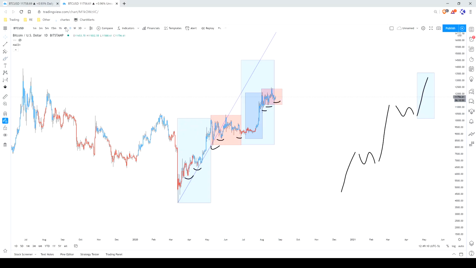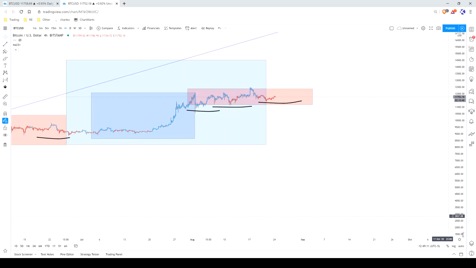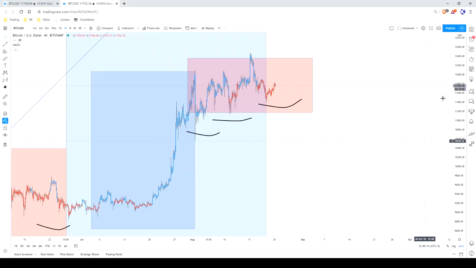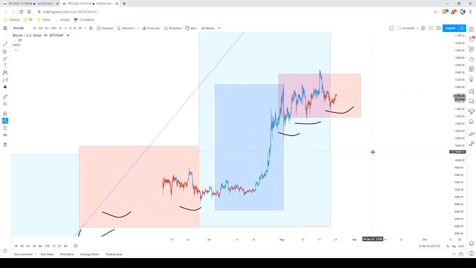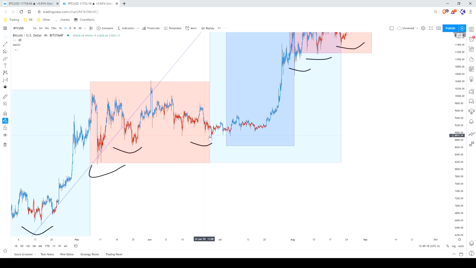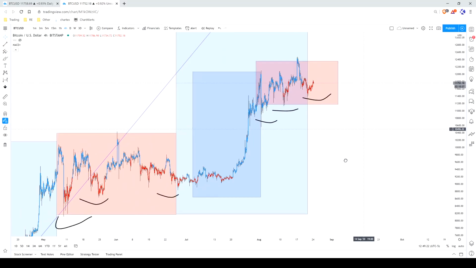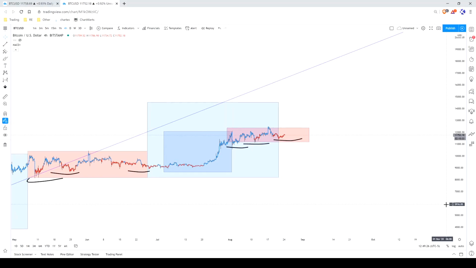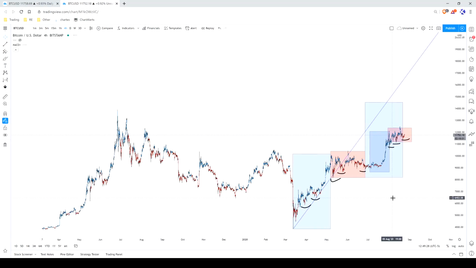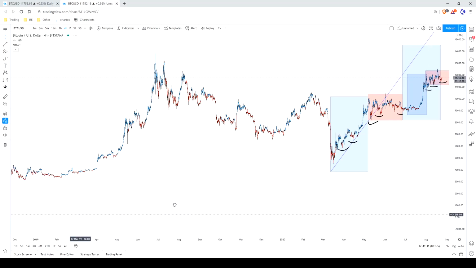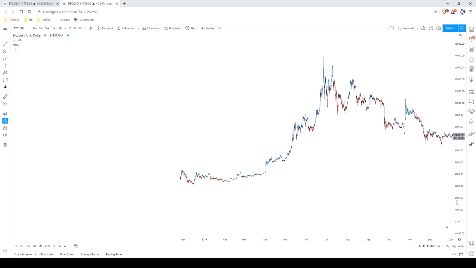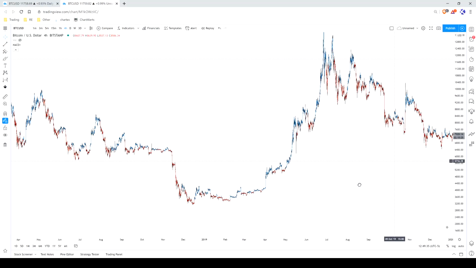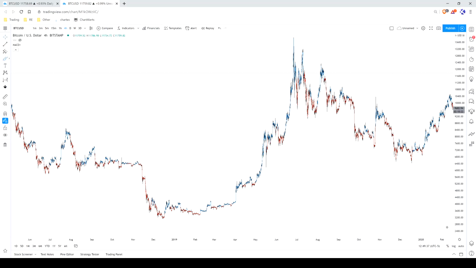You can see this a little better on a lower time frame. All of these structures have made higher lows. Higher low, higher low, higher low. Higher low, higher low, higher low. If we go back to previous Bitcoin moves, this is very common to have a trending structure.